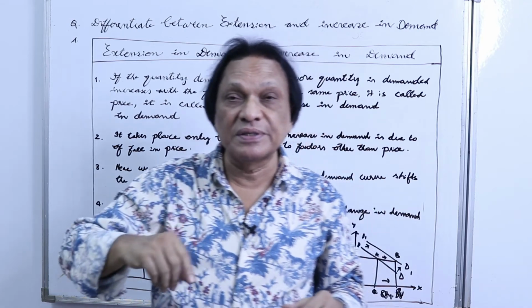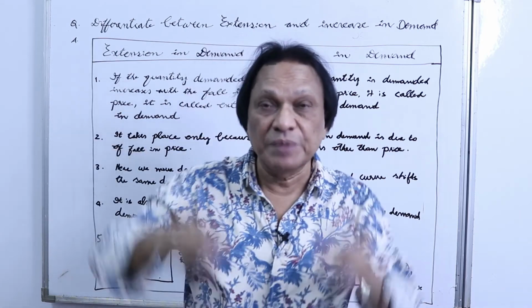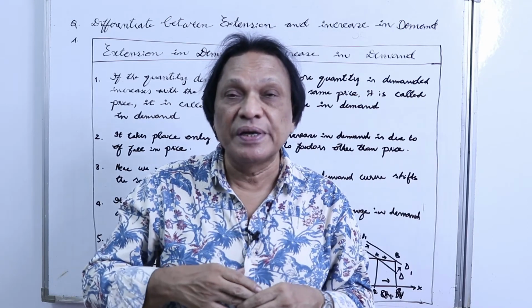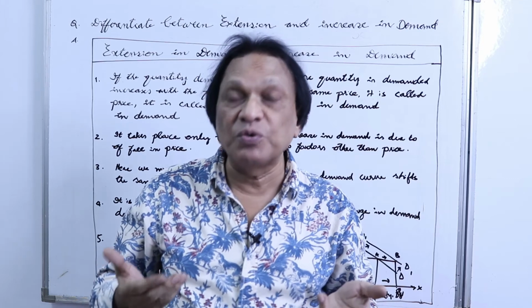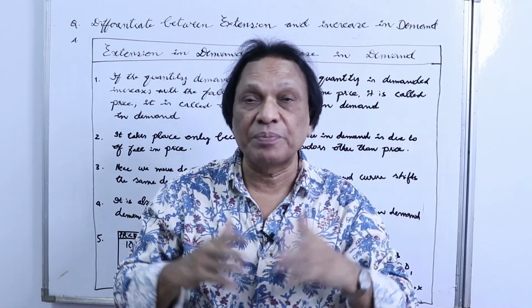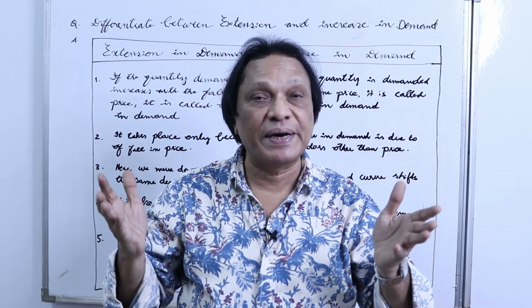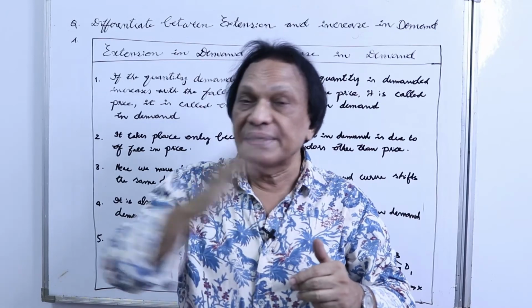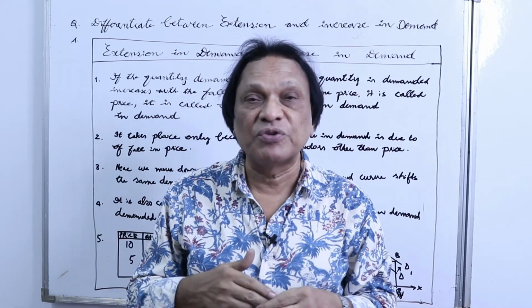But repeat once again, not increase, extension in demand because of the fall in price. Increase in demand is because of other factors. In case of extension in demand, we buy more quantity only when the price comes down. In case of increase in demand, at the same price, more quantity is demanded. Here we move downwards along the same demand curve. Here, in increase in demand, the demand curve shifts rightwards.